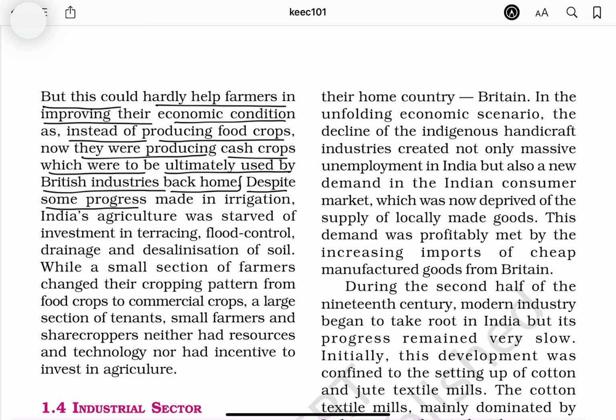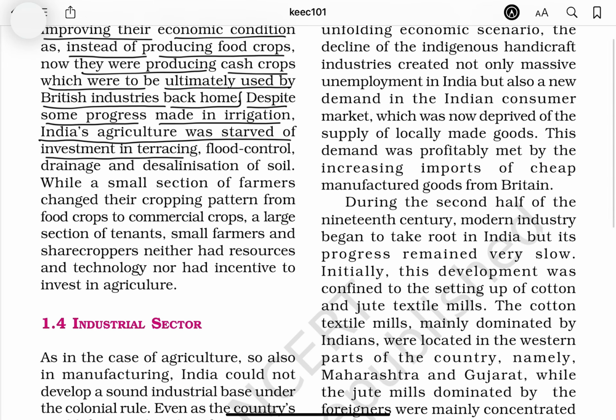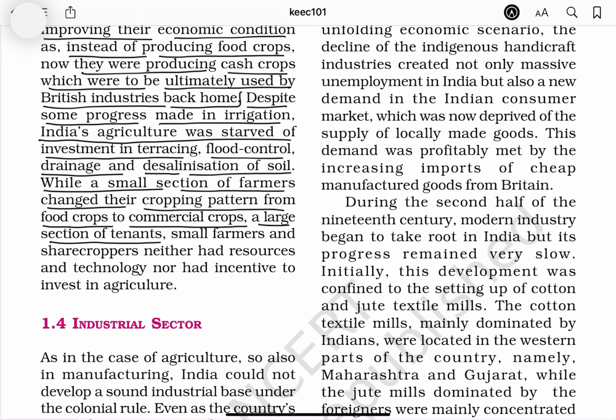Despite some progress made in irrigation, India's agriculture was starved of investment in terracing, flood control, drainage, and desalination of soil, while a small section of farmers changed their cropping patterns from food crops to commercial crops. A large section of small farmers and sharecroppers neither had resources and technology nor had incentive to invest in agriculture.